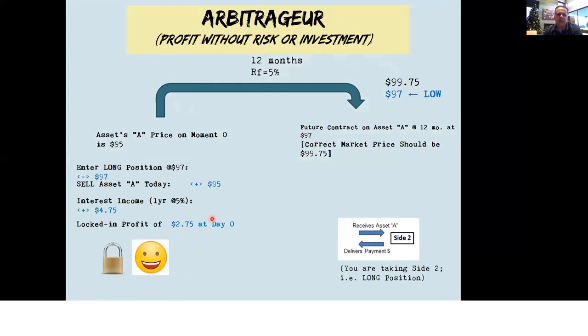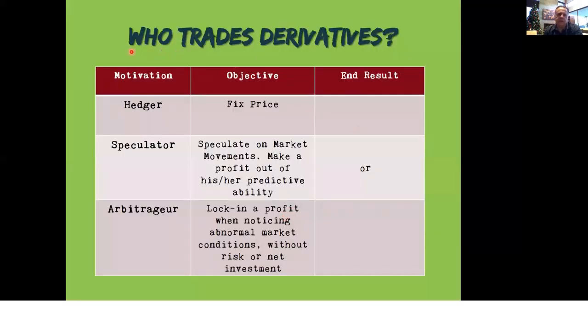So again, the arbitrager is locking in a profit at day 0. So that can only make you happy. And that will be the case when you see the price lower than it should be on the market. So let's summarize the motivations for investors. In the case of a hedger, what she will want to do is fix the price, so the end result will be a neutral position. A hedger is usually not happy or sad. Basically, she's fixing a price, and the end result will be a neutral motivation or emotion.